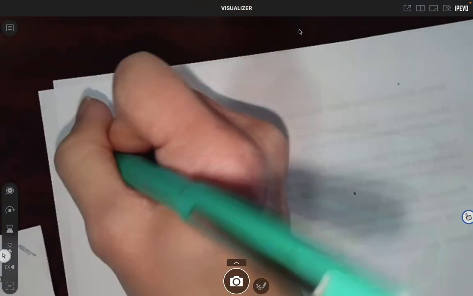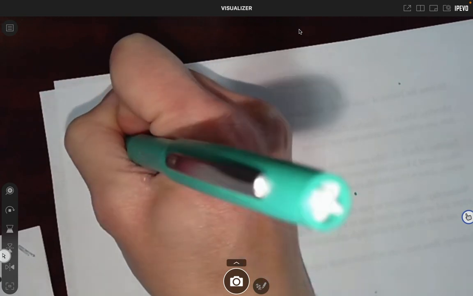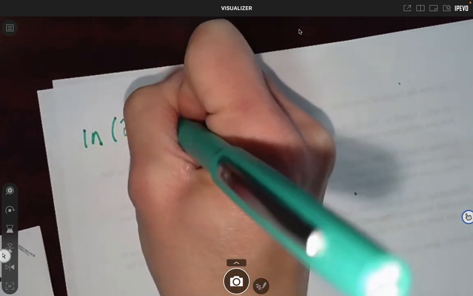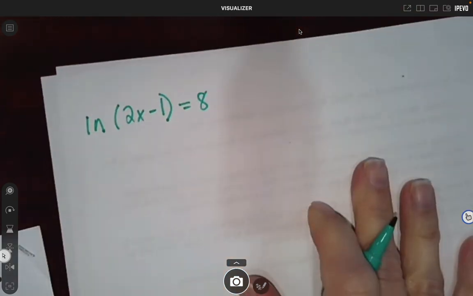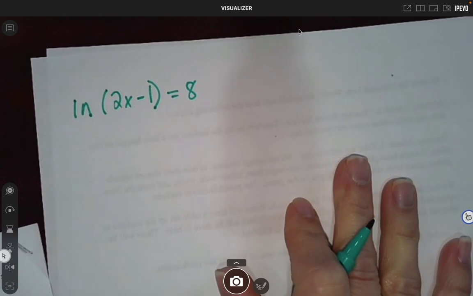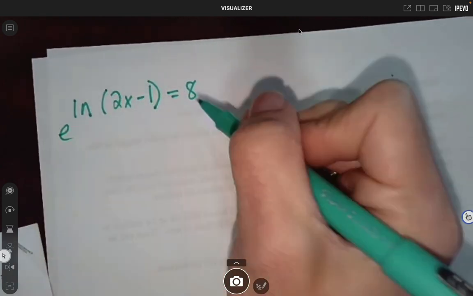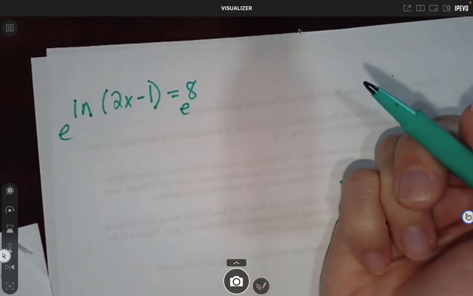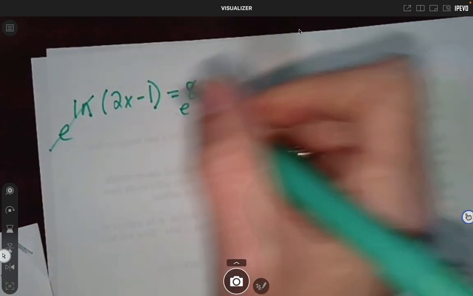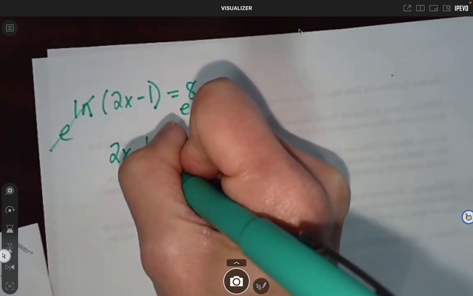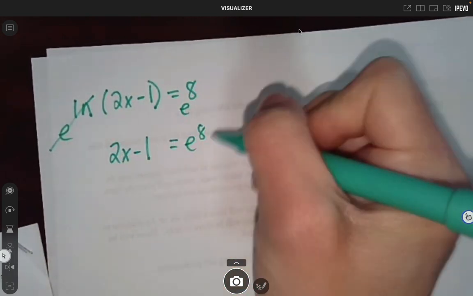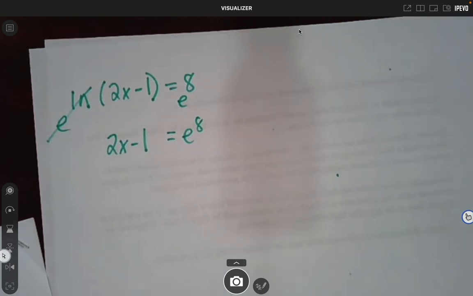32 says the natural log of 2x minus 1 equals 8. How do you get rid of a natural log? Look on your calculator. E. So if I put e under both of them, base e is what it is, I get 2x minus 1 equals this number. I'll type that in my calculator in a second.